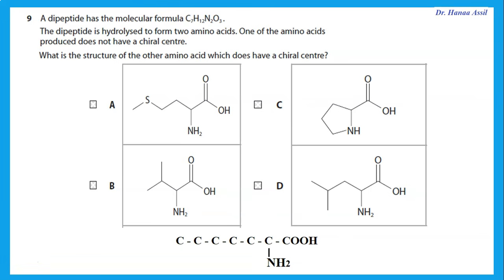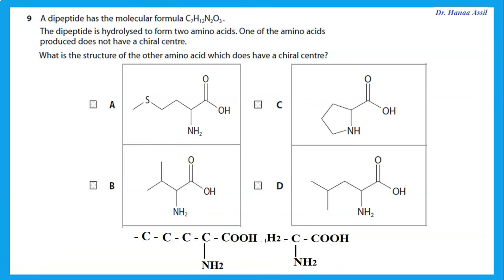We want one that does not have a chiral center, so that is probably that part on the right. This would not have a chiral center, and then the other part would be something like this with how many carbons? 5 carbons. So that is the part we're trying to identify. What is the structure of that part? It has a chiral center, and which part of that can be possible?